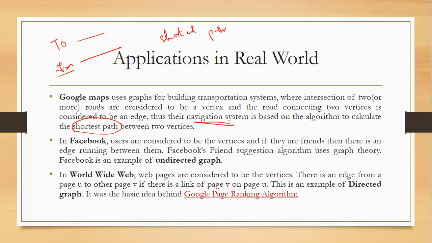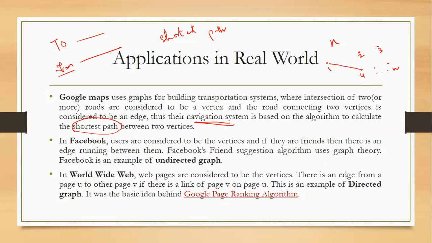In Facebook, so another real world application of graphs is Facebook. Users are considered to be the vertices, and if they are friends, then there is an edge running between them. So if we have n number of people, we have n vertices. Over here, if vertex 1 and vertex 4 are friends, then there is an edge connecting them.